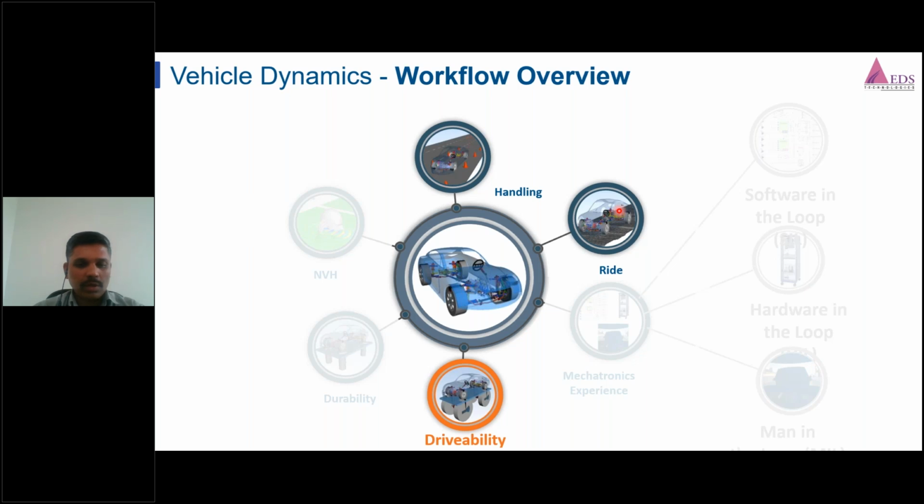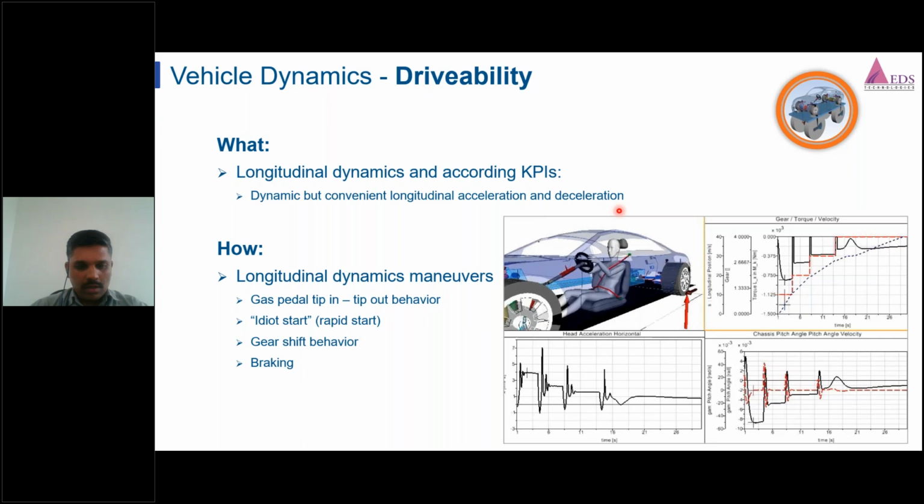The next workflow in this area is drivability. Drivability means the longitudinal dynamics and according KPIs. The target typically should be that a dynamic but at the same time convenient longitudinal acceleration and deceleration is achieved.